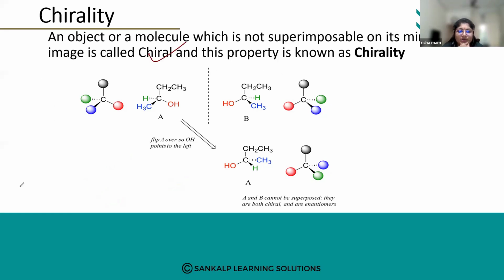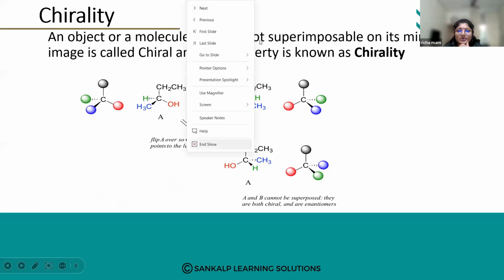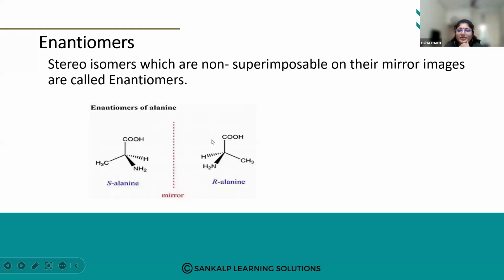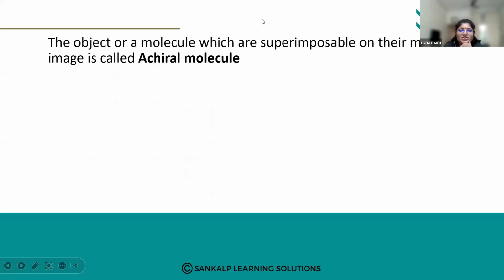Remember this: what is chirality? A molecule or object which is not superimposable on its mirror image is called chiral, and the property is called chirality. And what do you mean by achiral? It is the opposite. An object or a molecule which is superimposable on its mirror image is called an achiral molecule.